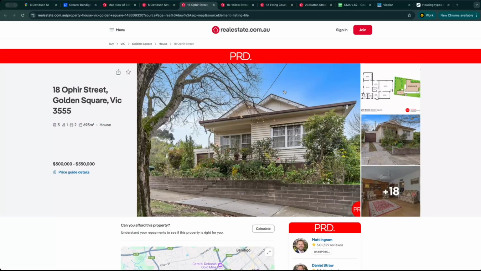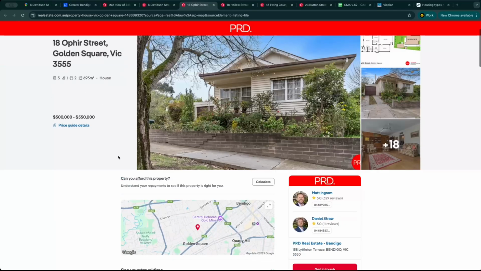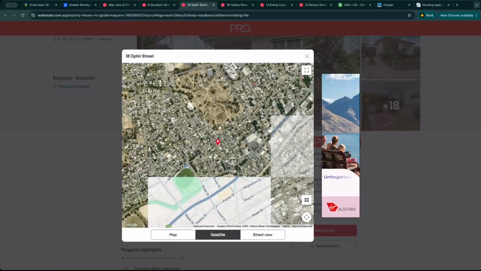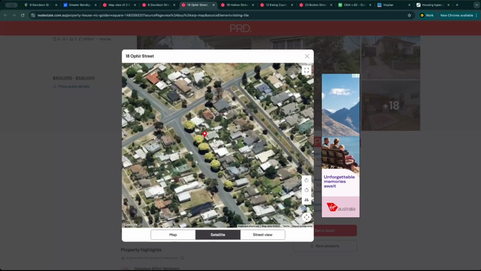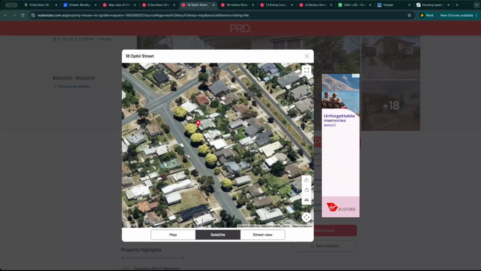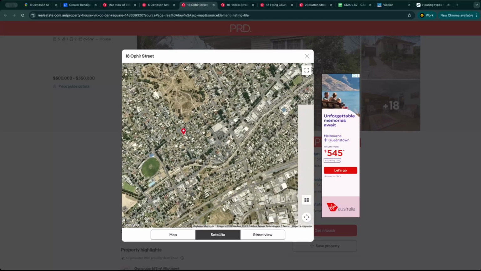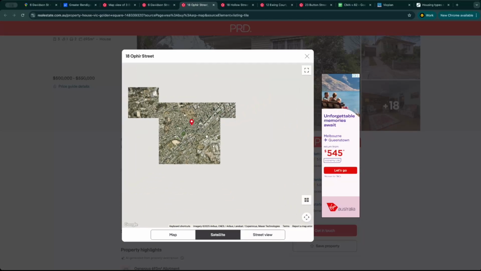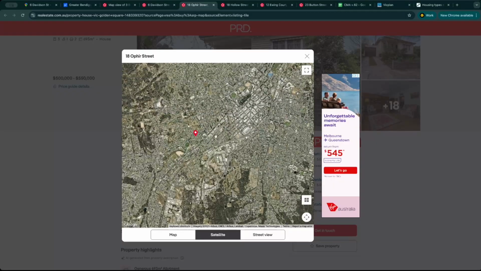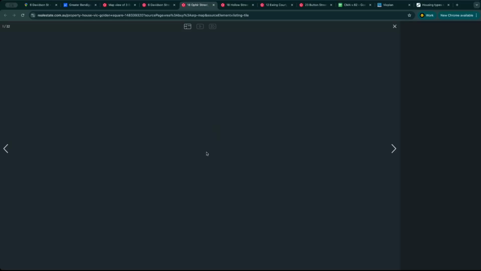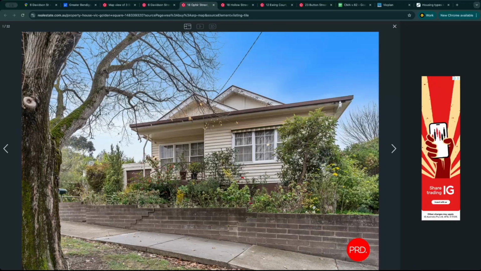Initial photos look pretty good. There's some wood rot to the fascias on the roof, but that's not a huge concern. It's on its own sort of private road over here. Location is really good. It's really close to the CBD. Just up here. I really like this location. Let's go into the property specifics.